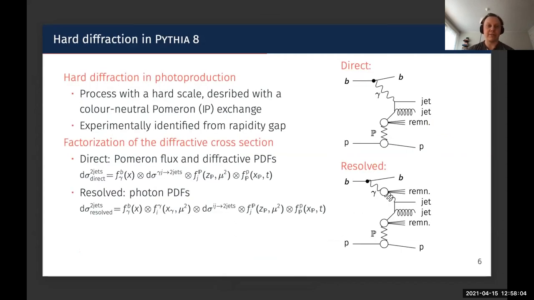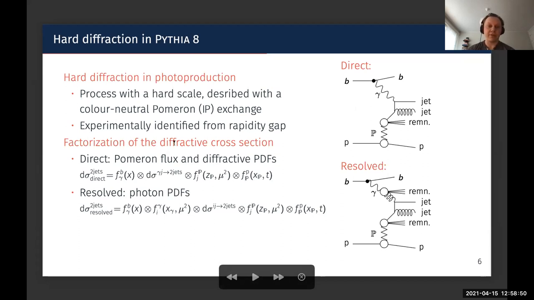Okay, moving on to hard diffraction in Pythia. By hard diffraction, we refer to any hard process with a hard scale, which can be described as a colour-neutral Pomeron exchange. So here's an example for direct photon initiated processes. We have a photon taken from the other beam, and then we have a Pomeron coming from the proton, and these two then generate the hard system, which is for example a dijet or something else. And experimentally such processes are identified by having a rapidity gap between the scattered proton and the other hadronic system at mid-rapidity.